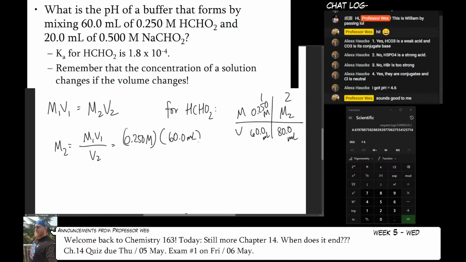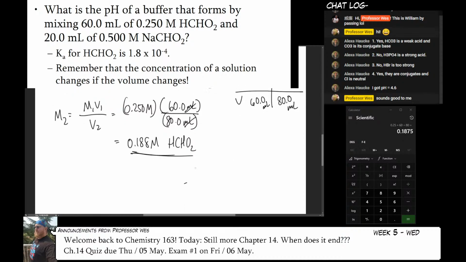So we'll just set up the equation. Our volumes will cancel out. And our concentration after the dilution will be that times 60 over 80. 0.188. So there's our formic acid concentration after we've mixed them.